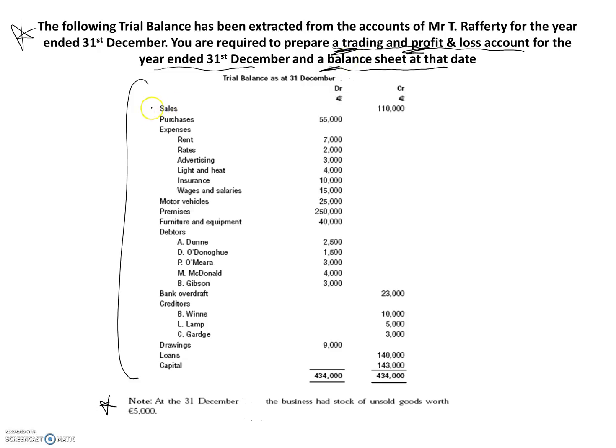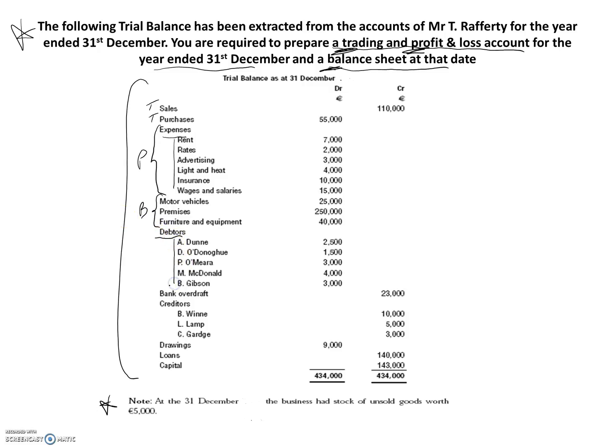So top of the question here, we have sales, trading account, purchases, trading account. All these items here are expenses. This is a heading here, and we have the rent down to wages and salaries. They're all expenses in the profit and loss account. Motor vehicles, premises, and furniture and equipment. They're all assets. They'll appear in the balance sheet.